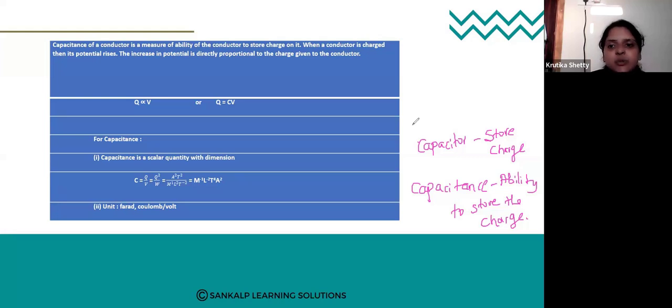Capacitor is a device to store the charge. Capacitance is the ability to store the charge. Understood? Hope the definition is clear to you. Capacitor is a device which stores the charges. Capacitance is the ability of the conductor to store the charges.